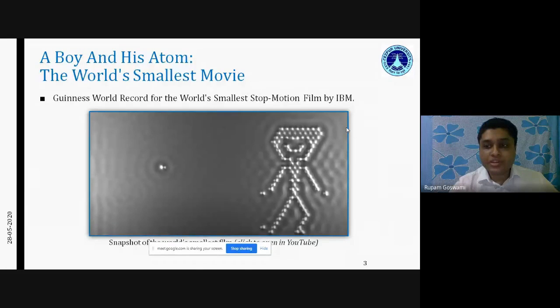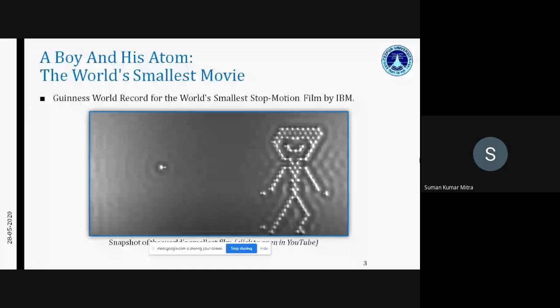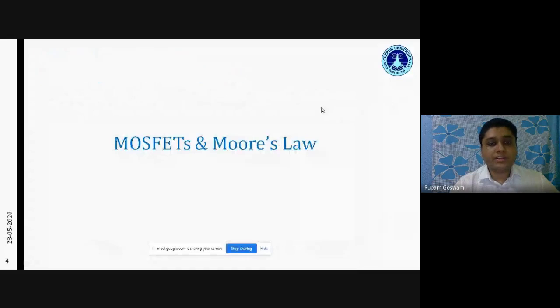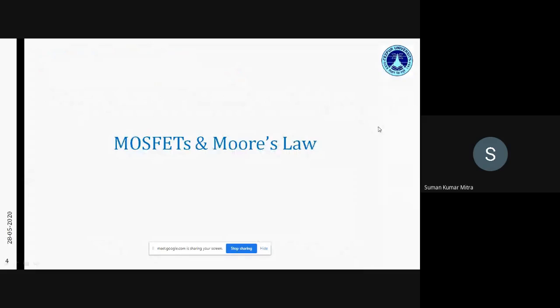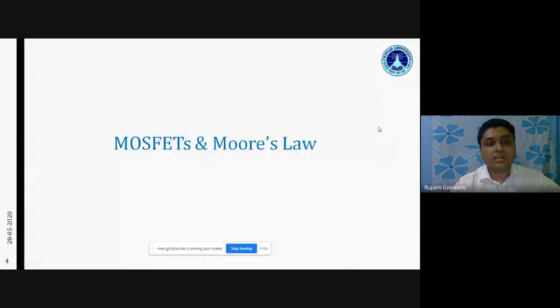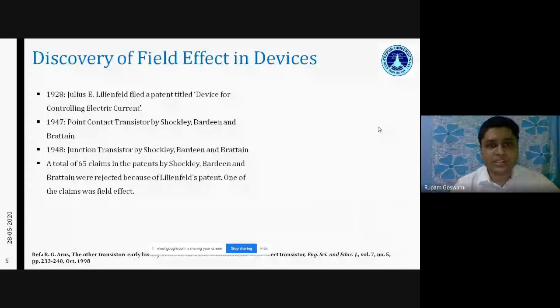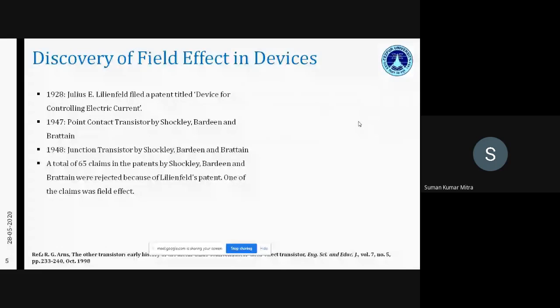So let's now move into the key contents of the lecture. The first point: the MOSFET versus Moore's law, and the discovery of field effect in devices. Every one of us knows that MOSFETs are one of the key components in the design of our integrated circuits. But there are very interesting stories of the discovery of field effect. Most of you must know them, but I still thought it would be better to share this information.